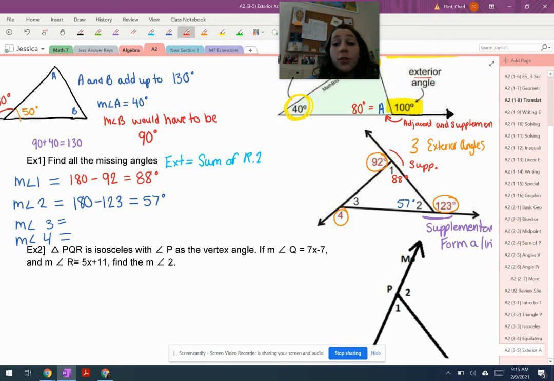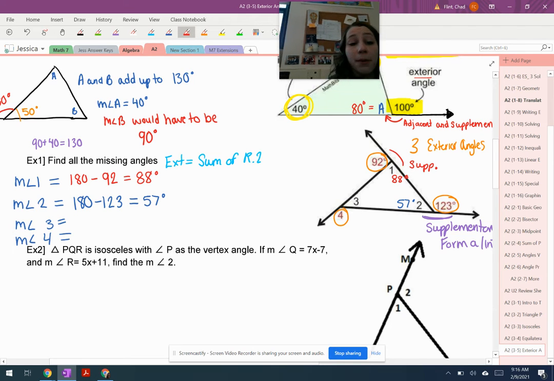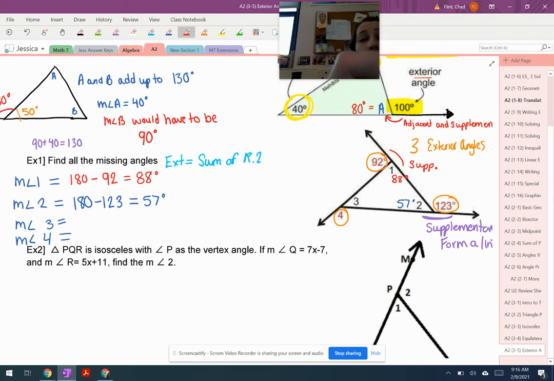I could use the fact that I know the 3 interior angles add together to equal 180 to find 3. Or I can use the fact that I know that with this 4th exterior angle out here, it's going to be equal to the sum of the 2 away from it, or the 2 opposite from it, which would be angle 1 and angle 2, right? Those 2 angles are opposite. So I'm going to use that exterior angle piece.